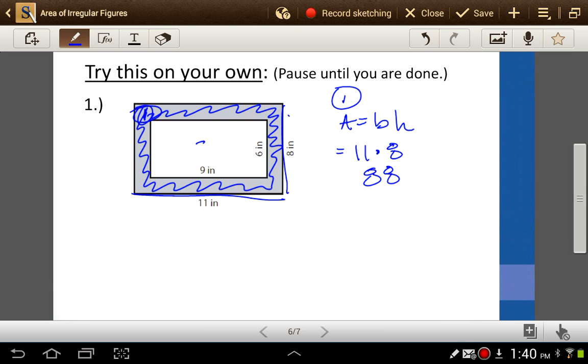Now the second shape I'm going to work on is this white part in the middle. That is also area equals base times height, and the dimensions of that are 9 and 6. So it's going to be 9 times 6, which is 54.